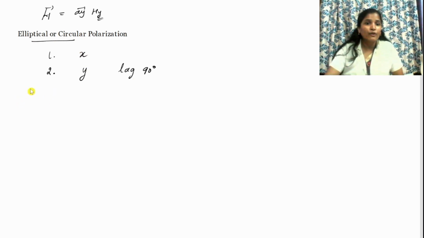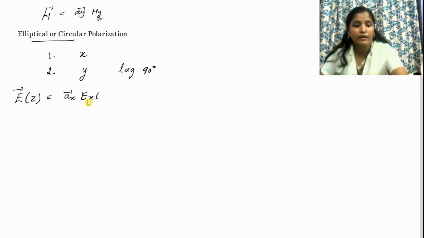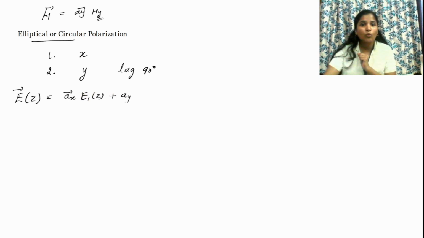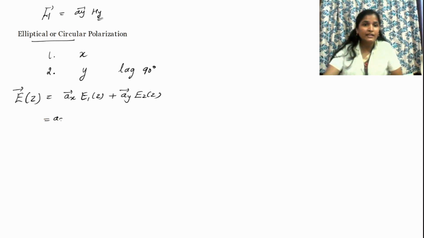So for these two waves, let us write the equation. E of Z vector can be written as the superposition of two waves. One is along X direction, AX, and we can denote the first polarized wave as E1 of Z, and AY into, we can assume the second polarized wave as E2 of Z.